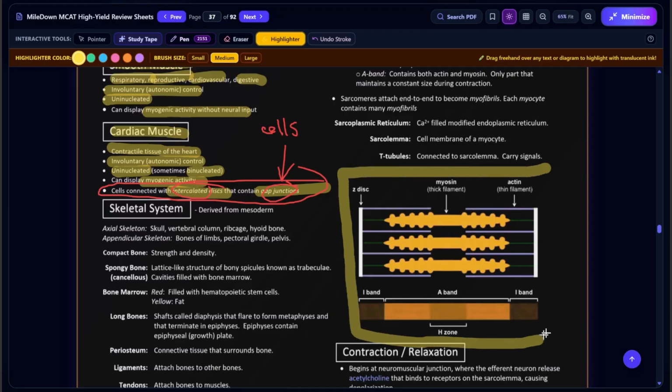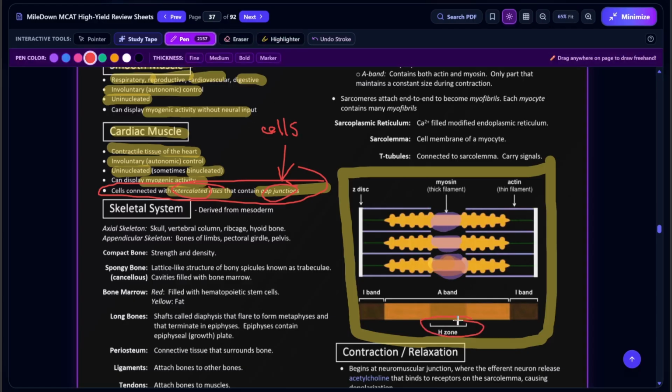So you need to know the different parts. This part right here, where there's no overlap between your thin and thick filaments, it's just your thick, is called your H zone, right? And your A band is the entire thick filament region. I like to remember A for actin, and this is your entire A band, right? Then your I band is only where your thin filament is. And your Z disc is like the boundary between one sarcomere and another.